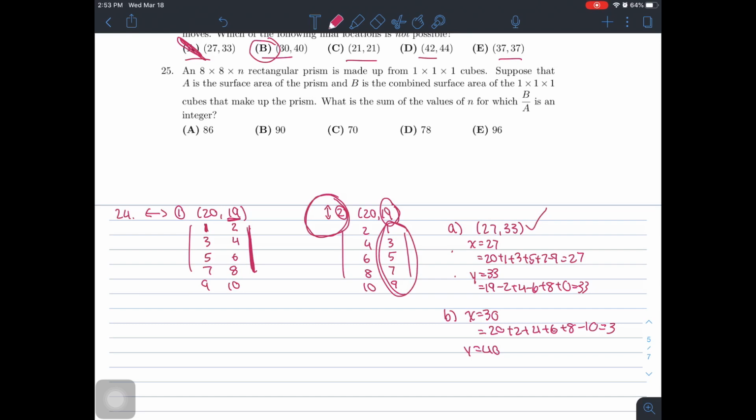Question 25. An 8 by 8 by n rectangular prism is made up of 1 by 1 by 1 cubes. Suppose that A is the surface area of the prism and B is the combined surface area of the 1 by 1 by 1 cubes that make up the prism. What is the sum of the values of n for which B over A is an integer?